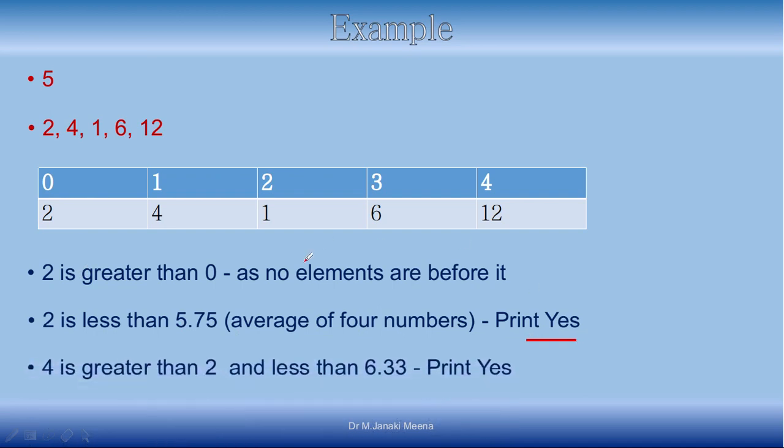Next we have to consider the element 4. In this sequence the element occurring before it is 2, so the average is 2. This 4 is greater than 2, and when you take the average of the numbers that follow it, it is 6.33. So this 4 is less than 6.33, so we have to print yes.